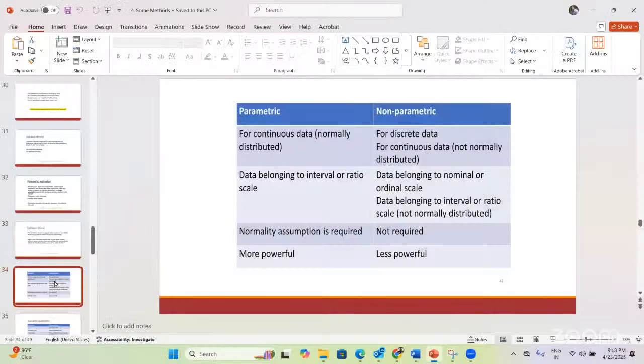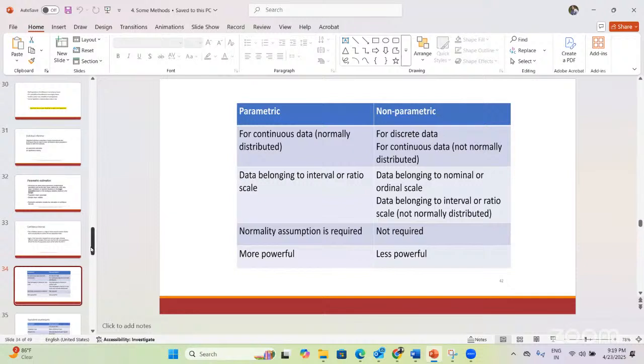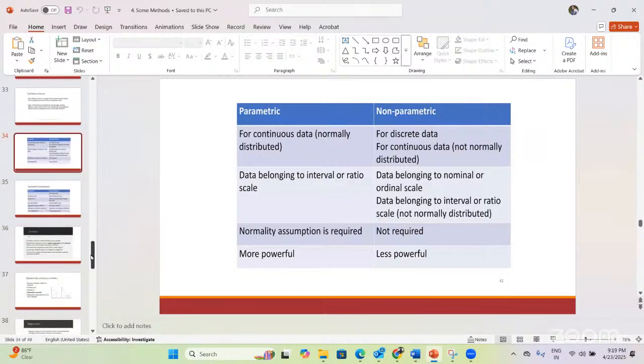It is also given. Generally, parametric distribution is used for continuous data. The data belongs to the interval or ratio scale, and generally it is the most powerful and highly in demand. And non-parametric is basically for discrete data, for the nominal or ordinal scales, and maybe for words or text. It is comparatively less powerful than the parametric. Next slide.